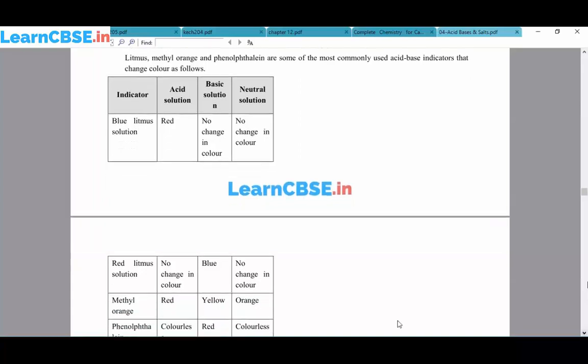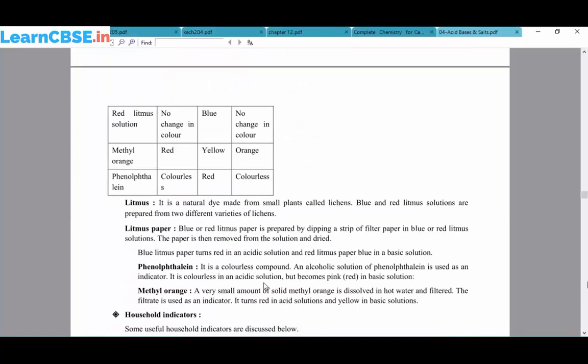Red litmus. The red litmus shows no change in color because it's already red. So in the acid solution, there is no color change. In the basic solution, it turns blue. Red litmus turning blue is the identification of the presence of a base. In neutral solution, there is no change in color.